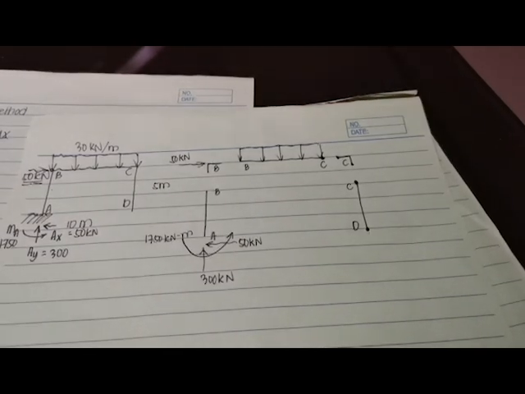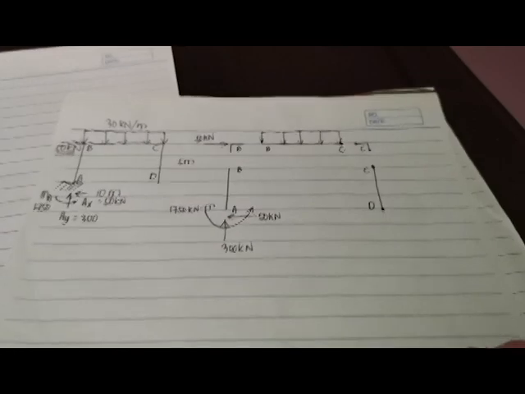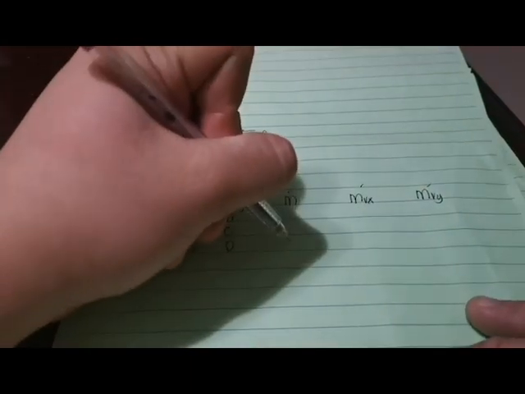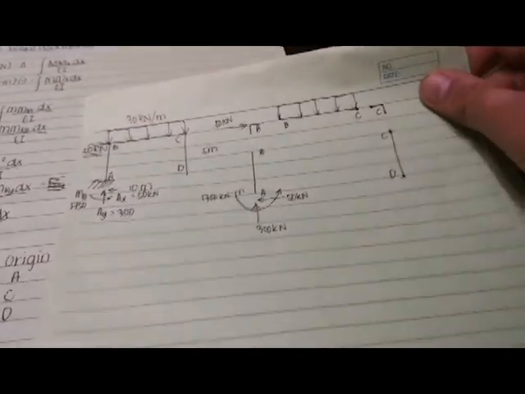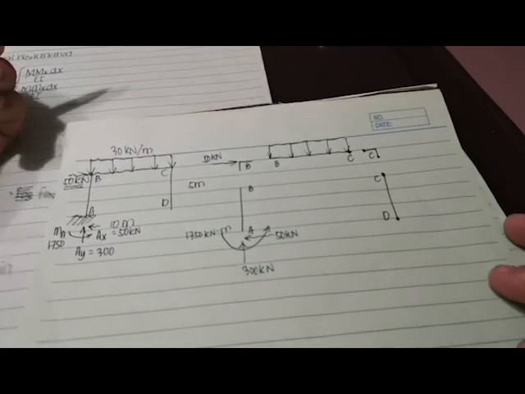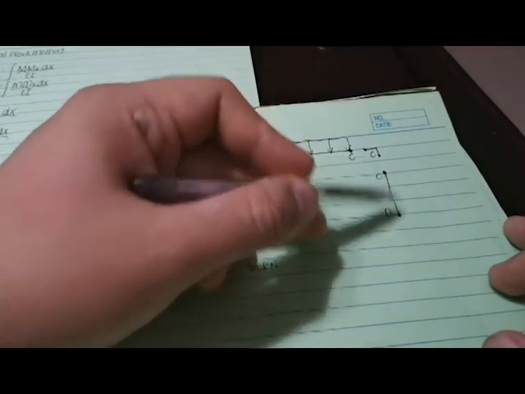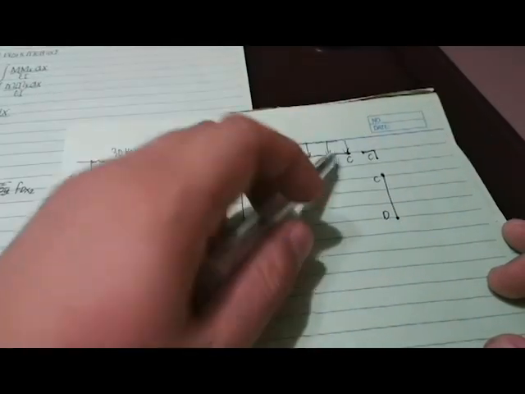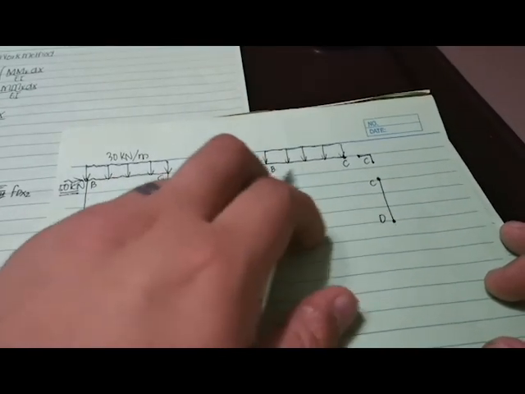So we can now update our table. So here, your member CD, your M is now equal to 0. Okay? Next, after the member CD and our joint C, we're now going to proceed at member BC.